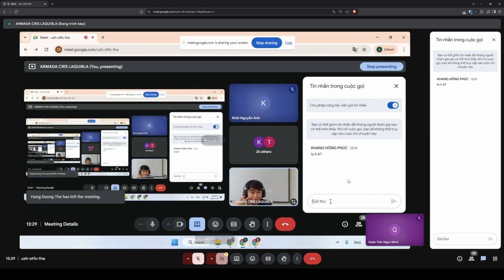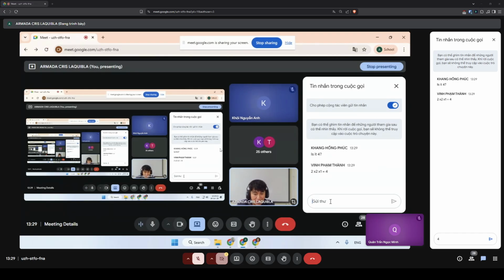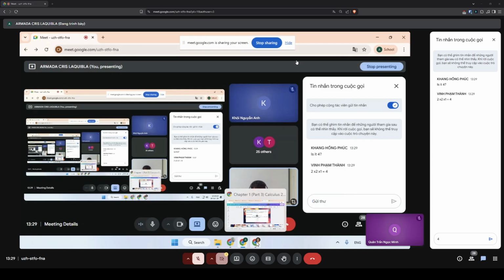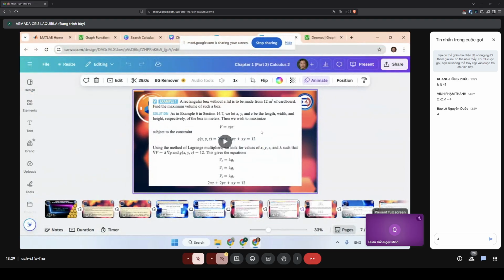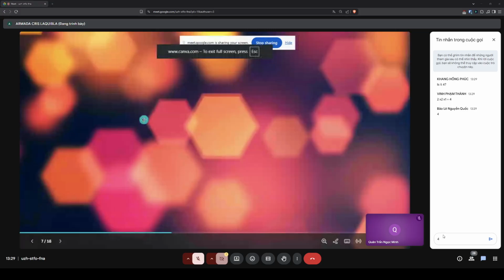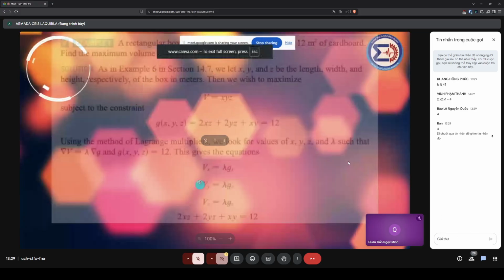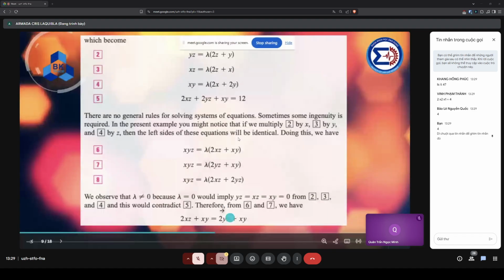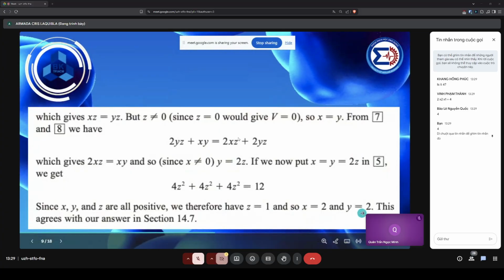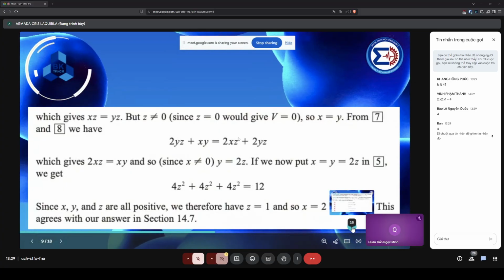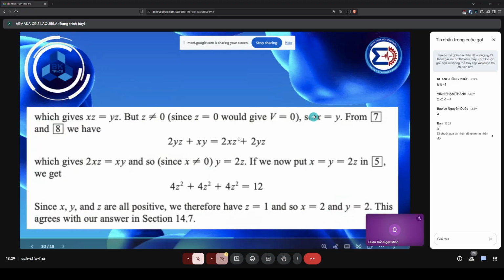Correct. Someone asked, is it 4? Yes, it is 4 because your volume is equal to x times y times z. So multiplying 2 times 2 times 1 there is equal to 4. And 4 is the maximum volume. Okay? And that's it. So here in this example, they just give the values of z, x, and y, but didn't actually give the answer to the question.